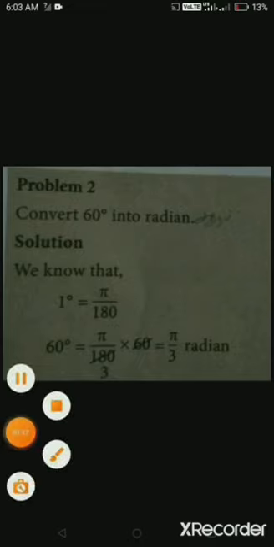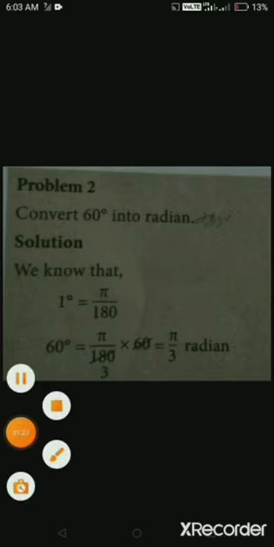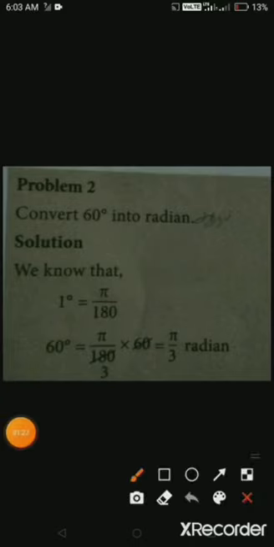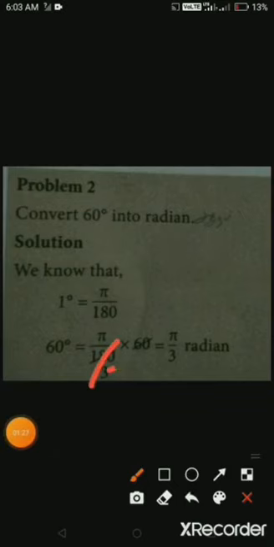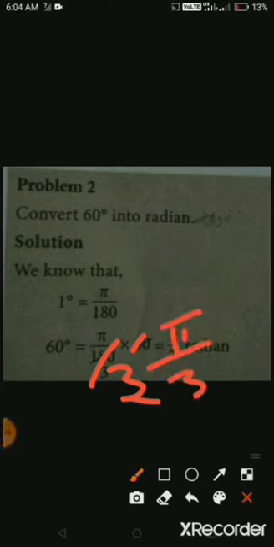See the problem. Convert 60 degree into radian. Solution: we know that 1 degree equals pi by 180. 60 degree equals pi by 180 into 60. 3 sixties are 180. So, pi by 3 radian.